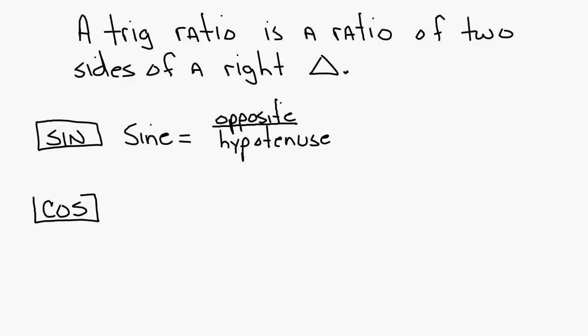Cosine. The button is COS on the calculator. And the cosine of an angle is equal to its adjacent side over the hypotenuse.